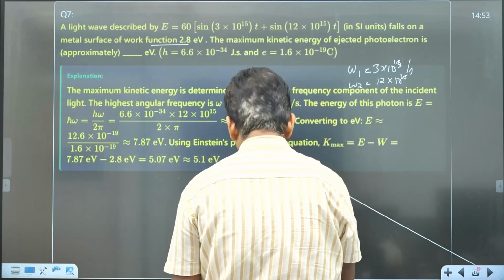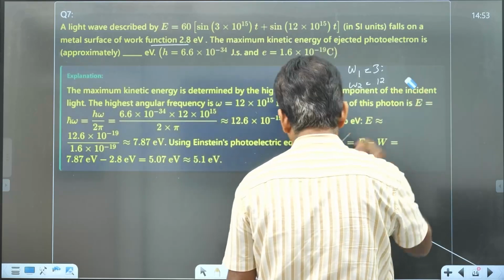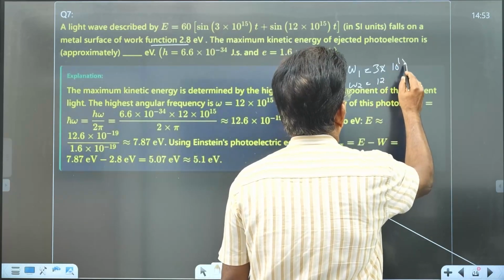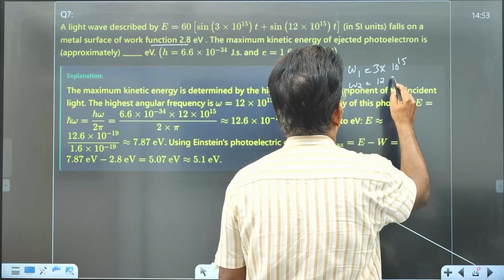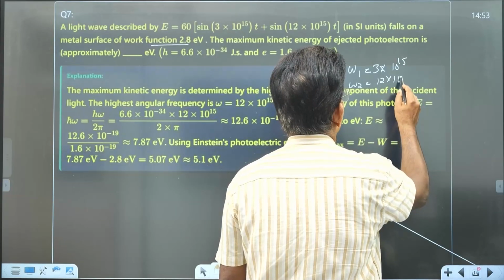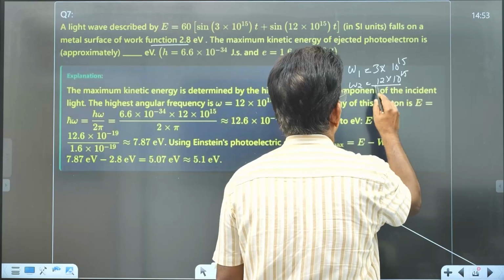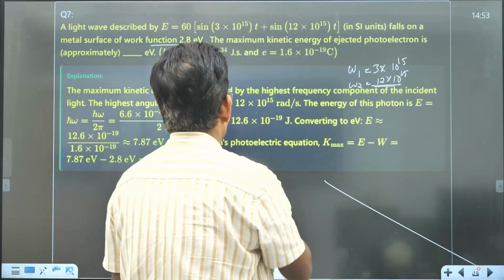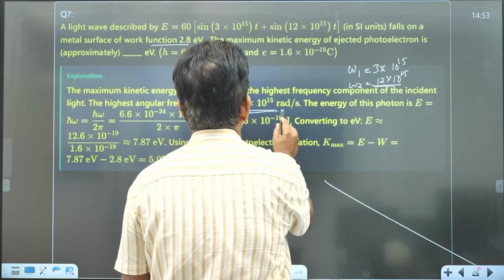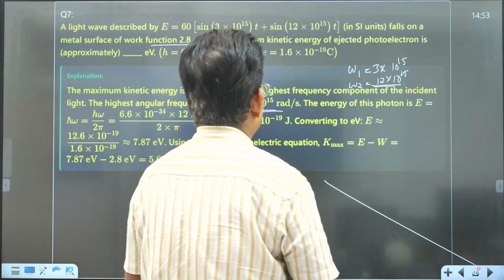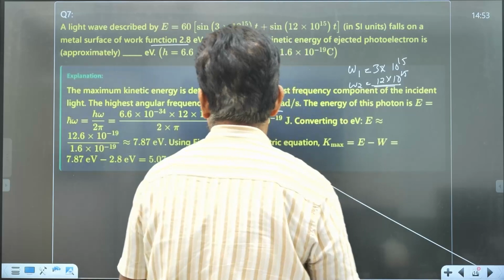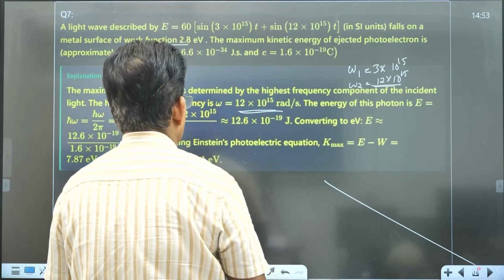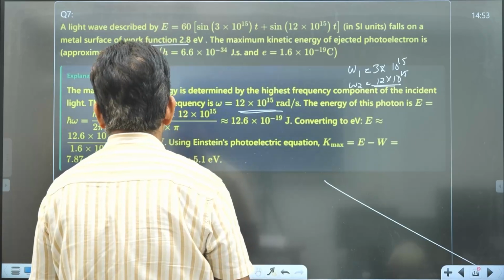Both radiations are incident. So surely which will be causing more emission? Whose effect is to be considered? The one having more angular frequency is to be considered. So that is 12 into 10 to the power of 15. That will be causing emission of photoelectrons. Then we have to calculate the energy.